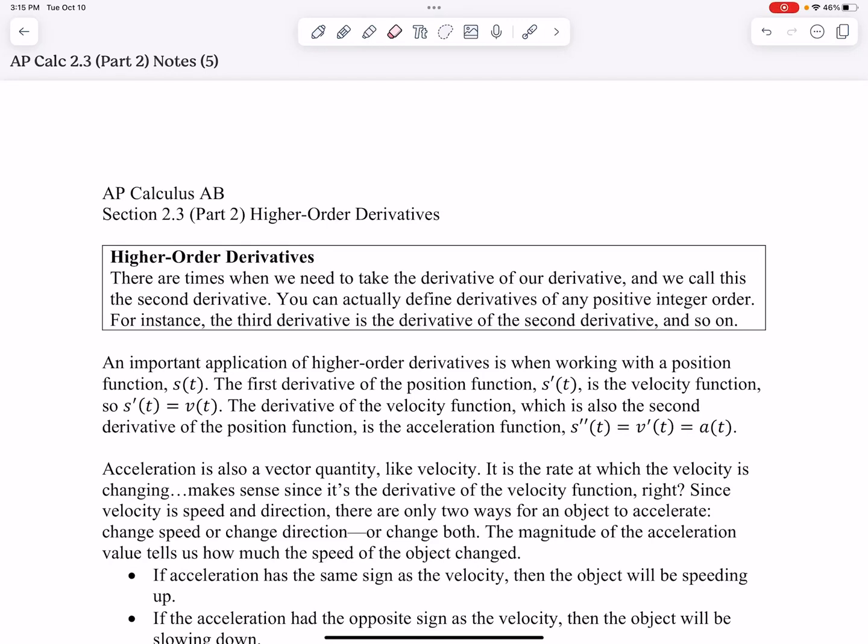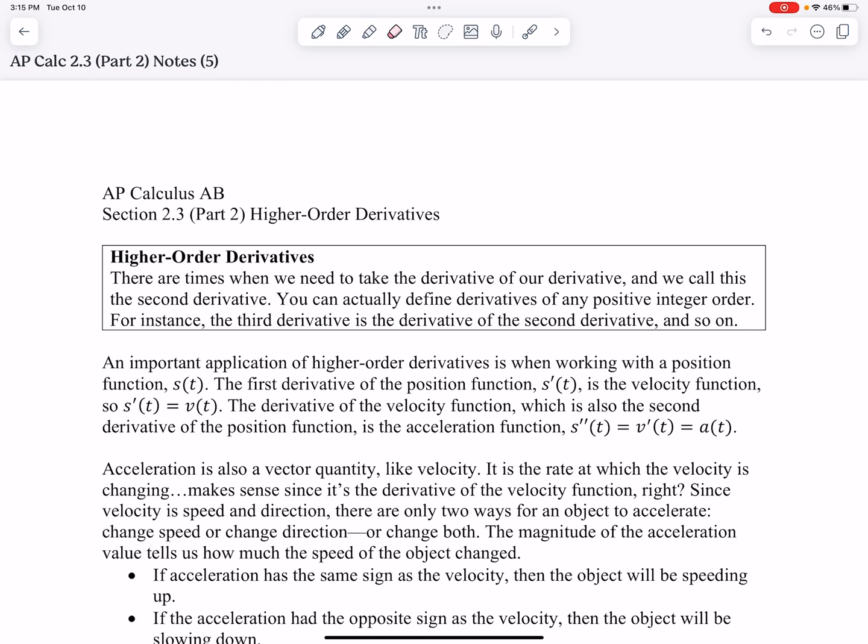Hi there, so this video is on the second part of section 2.3 on higher order derivatives. Higher order derivatives are just when we're thinking about taking the derivative of a derivative. So if you take the derivative of the first derivative, we refer to that as the second derivative. And the derivative of the second derivative would be the third derivative, and so on.